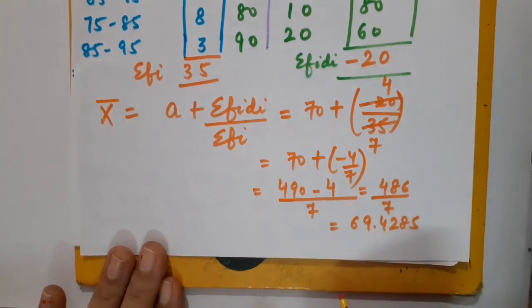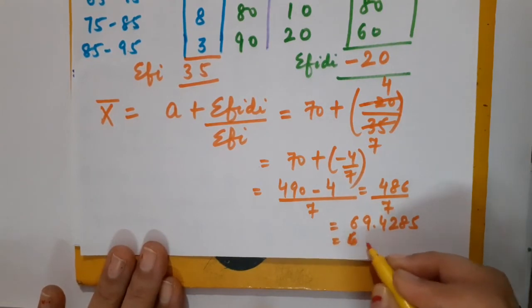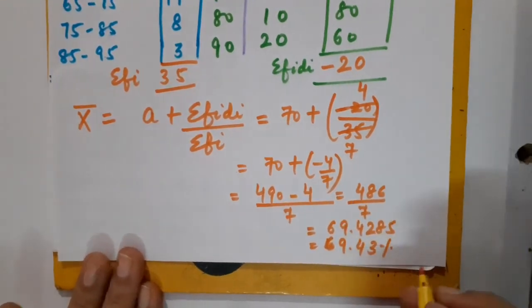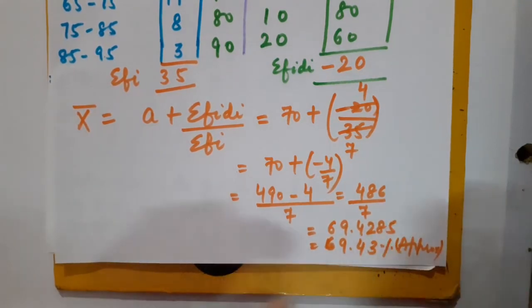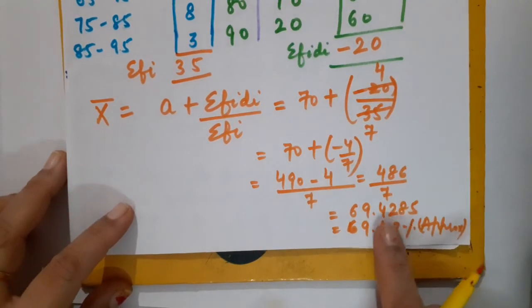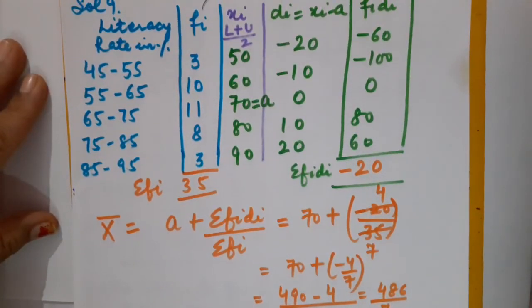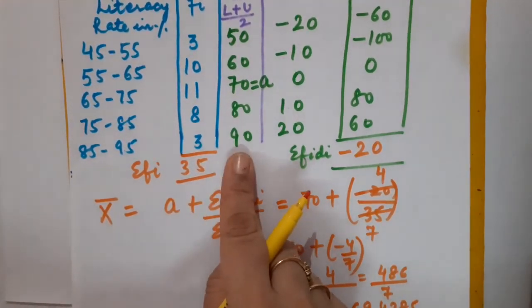69.4285 approximately. You can write 69.43% approx. I have just rounded off the figure. As it was 8, so I have made it 3. So 69.43 is the average literacy rate of 35 cities.